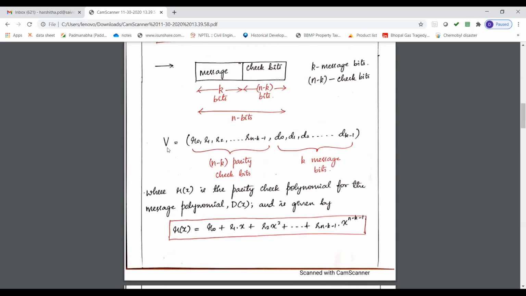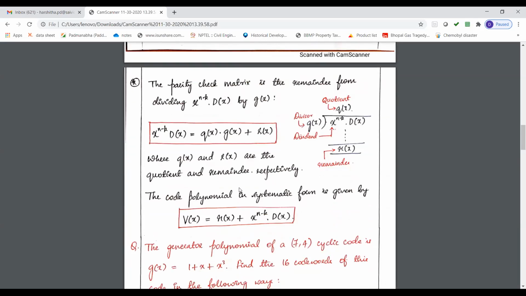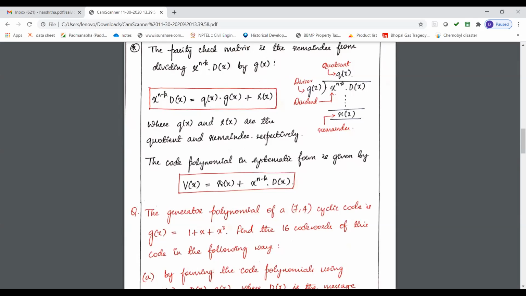Now we'll write the polynomial for this code vector. We'll write it in the form of a polynomial. So we'll get v of x is equal to, in systematic form, this code vector is written as remainder plus x to the power of n minus k into d of x, where n is the length of the code word and k is the length of the message. Alright, so this is the systematic representation of the code word.